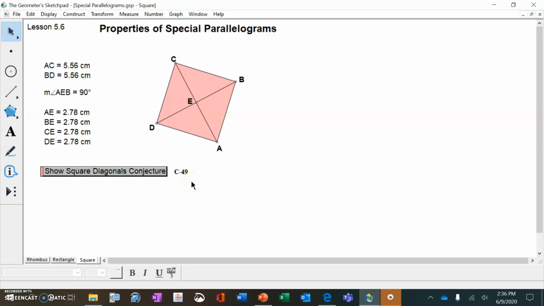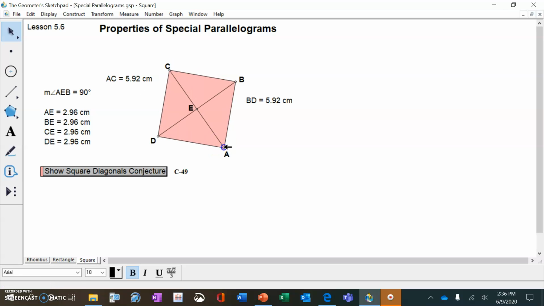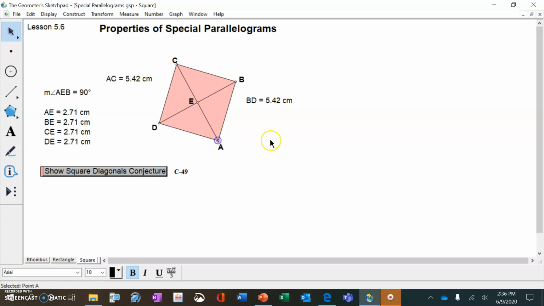I'm first going to look at the diagonals, CA and DB. So here they are, AC and BD. They just named them in the other order, and they are both 5.56. If I move it, they still stay the same. So the diagonals of a square are equal to each other. And angle AEB is 90 degrees, which means that the diagonals are also perpendicular to each other.